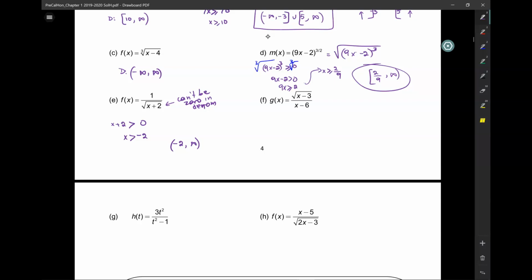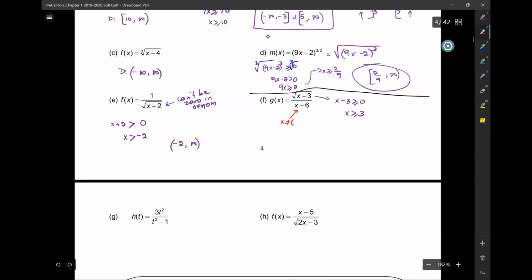The radical, right? So the radical has to be greater than or equal to 0. So x is greater than or equal to 3. Denominators can't be 0, but they can be negative numbers, right? Correct. So why can't x plus 2 be less than 0? Because it's a radical. So there are two conditions here. Okay, so this tells me x is greater than or equal to 3. What does the denominator tell me?